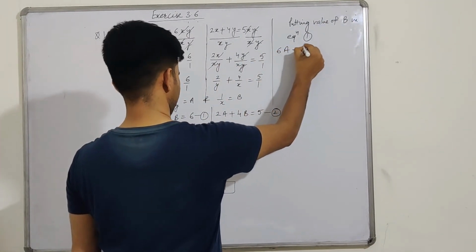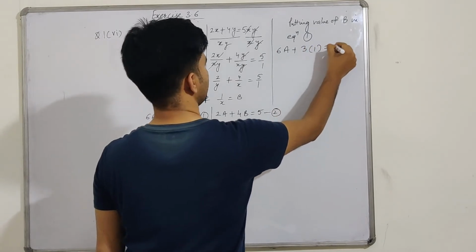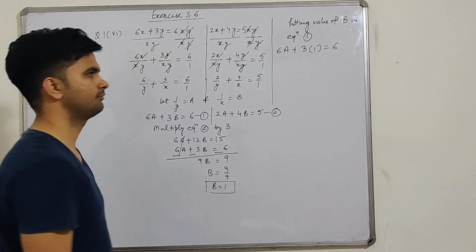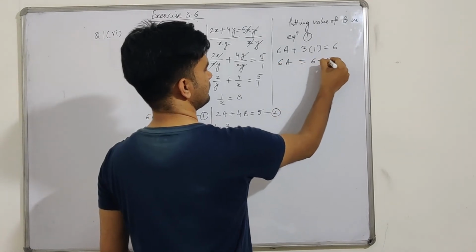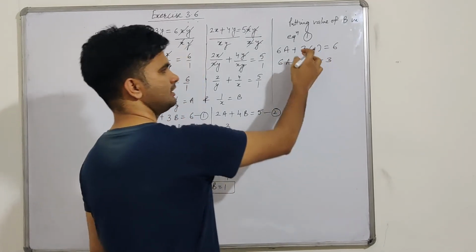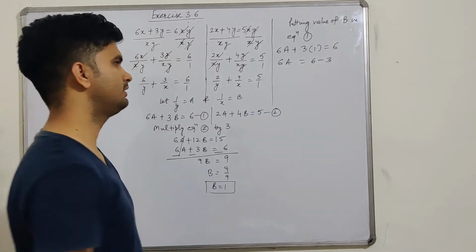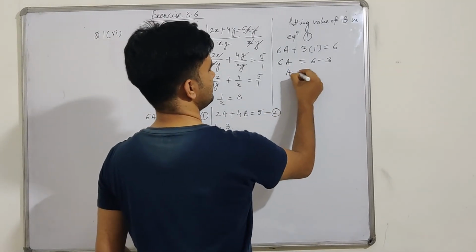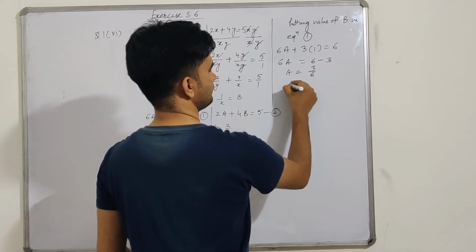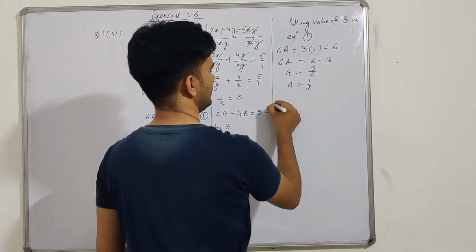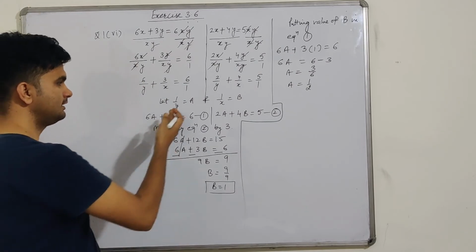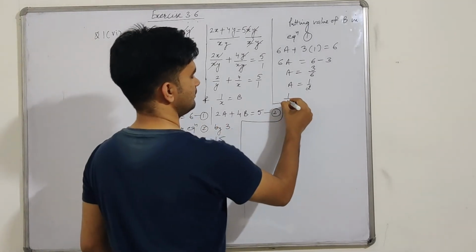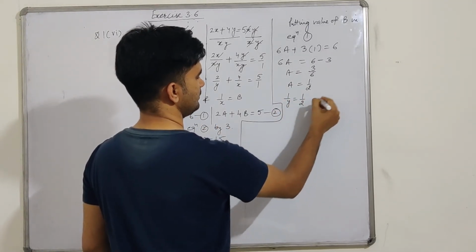6a plus 3b is equal to 6. 6a is equal to 6 minus 3. 3 ones are 3. This 3 will become negative on the right hand side. A is equal to 3 by 6. Then a is equal to 1 by 2. Now what is a here? 1 over y is equal to 1 by 2.